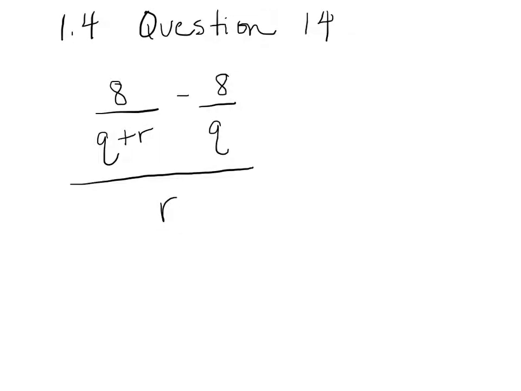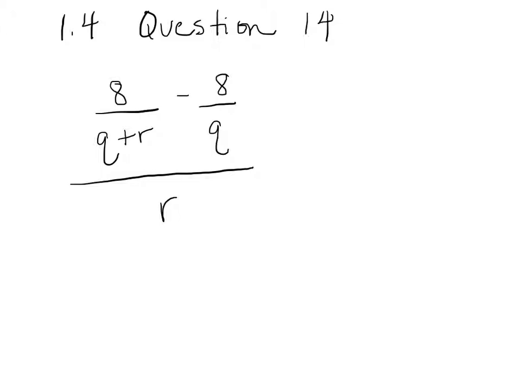I've been asked to explain question 14 in homework for 1.4. So this is your complex fraction problem, and in some respects it works similarly to if I were just adding and subtracting rational expressions, because I do need to find the common denominator. And what I'm going to do is multiply through by that denominator so that I can eliminate these fractions.